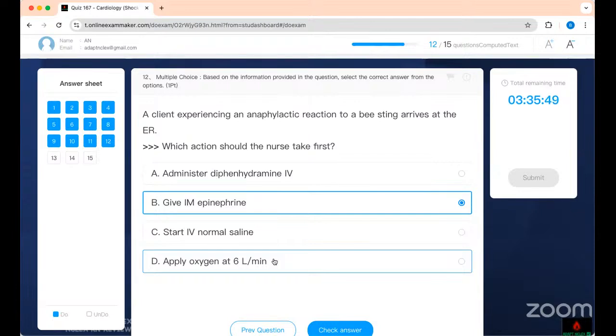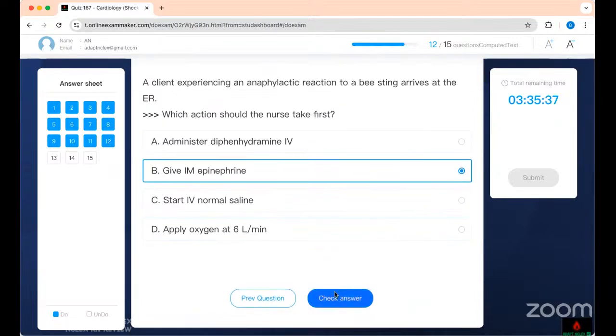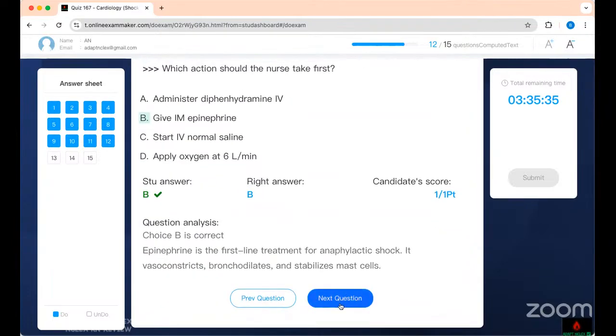You want to deal with the agent right away. So you give them epinephrine and diphenhydramine before you even think about fluid, because the fluid is not going to help them right away. You've got to take care of the allergy first. So that's the first thing. Forget about the oxygen or anything like that.